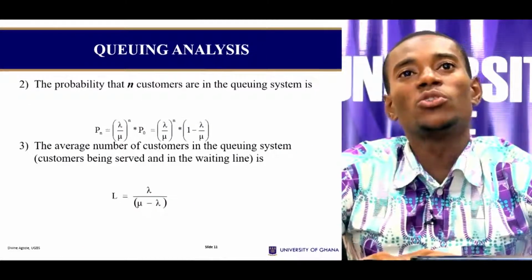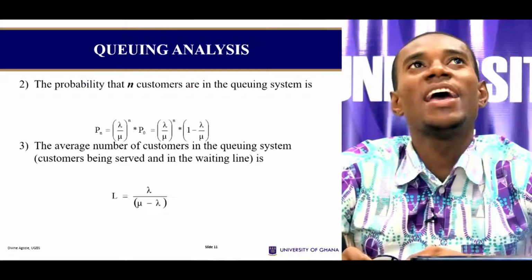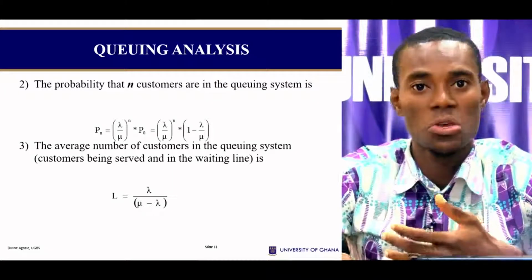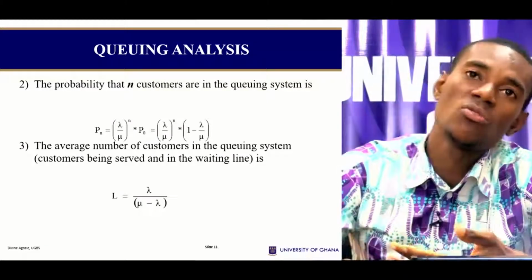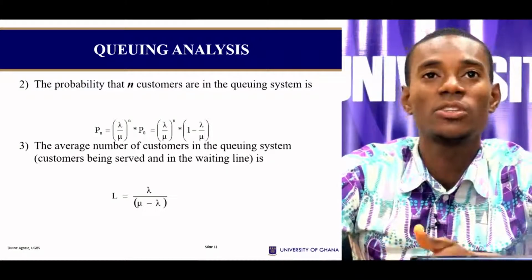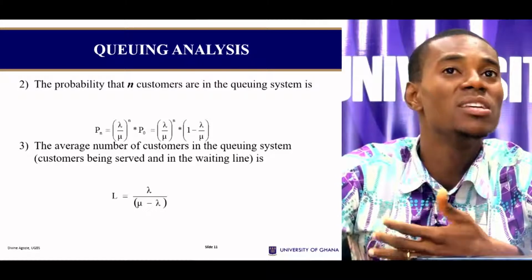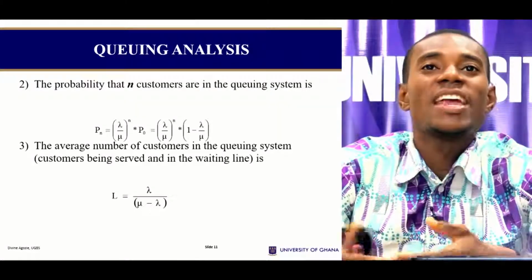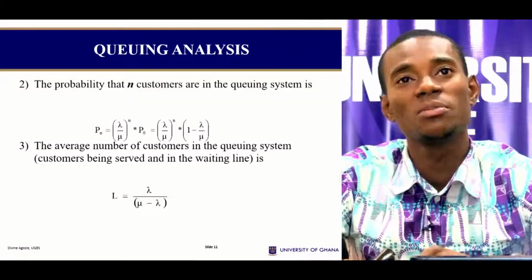Now, if you also want to find the probability that there will be n number of customers in the queue, n could be any number. So what are the chances that when I get to the hall or the service point, there would be 10, 20, 40, 1, 2, 3, 1 million? N could be any number. The probability that there will be n number of persons or customers in the queue.